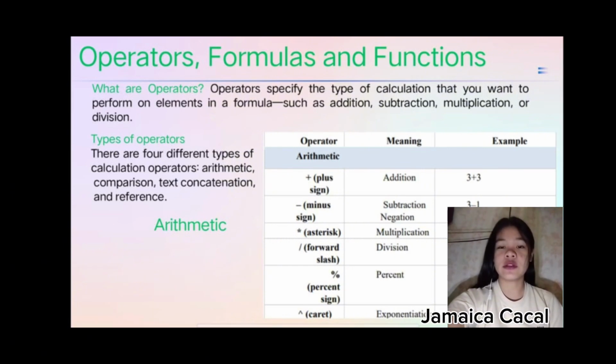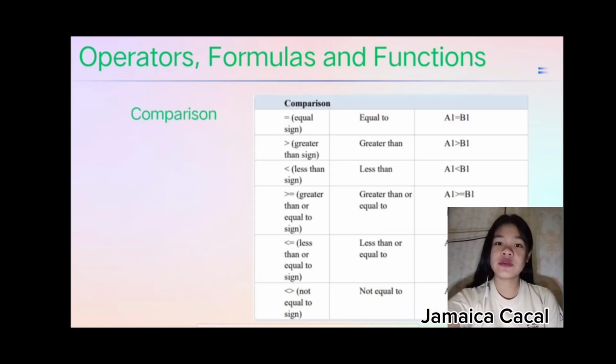So the types of operators, there are 4, and that is arithmetic, comparison, text concatenation, and reference. So first is arithmetic operators, used for calculations. These operators help perform basic mathematical operations like addition, subtraction, multiplication, and division. And number 2 is the comparison operators, used for comparing values. These operators compare two values and return true or false based on the condition.